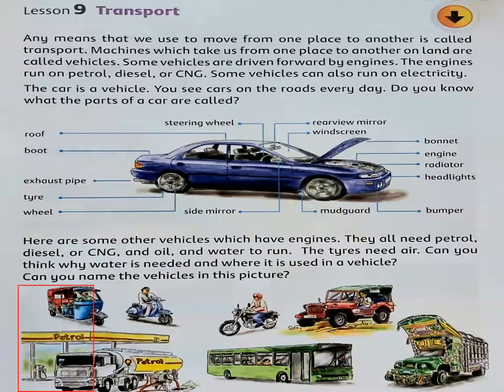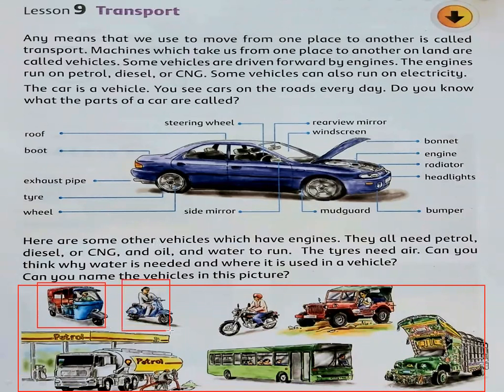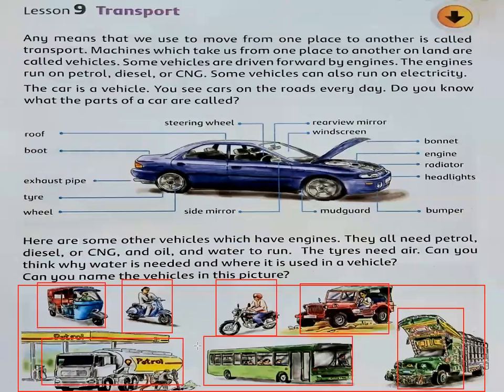This is the picture of vehicle. This one is called rickshaw. This one is called bike, motorbike, jeep, truck, bus, and this is petrol pump where the vehicle gets the petrol. Okay, dear students. This is oil tanker which brings the oil and gives the oil to the petrol pumps.